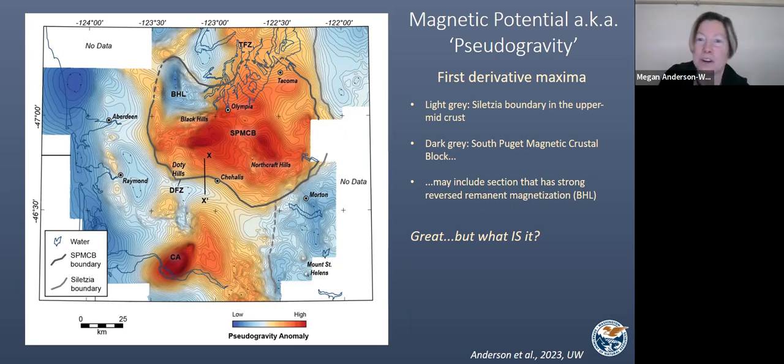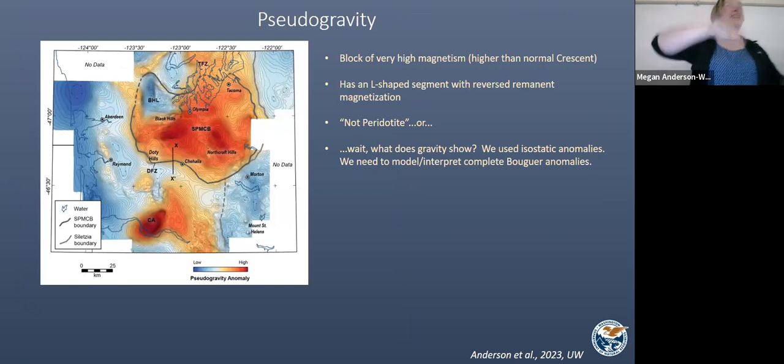And this is where I'm kind of going out into the area where I'm still thinking about these questions. Right. So we have a block of very high magnetism, higher than Crescent, that has this weird L-shaped segment with reverse remnant magnetization included. We're calling it not peridotite. It seems to have magnetization similar to peridotite, or is it peridotite? It would be nice to have gravity to go along with this to see if we also have a dense anomaly.